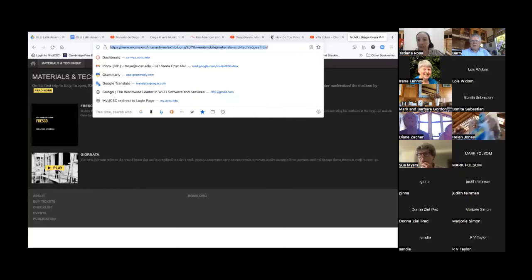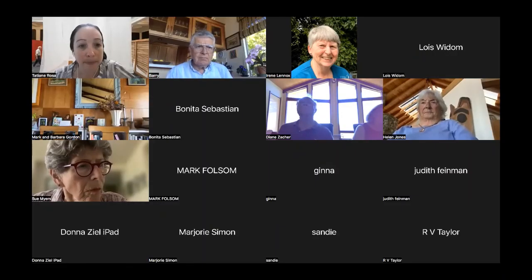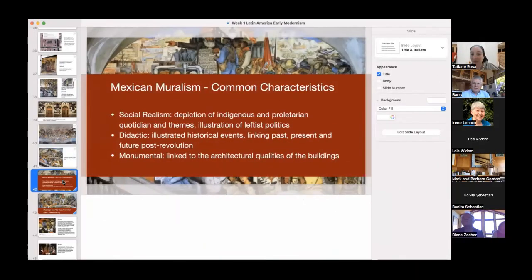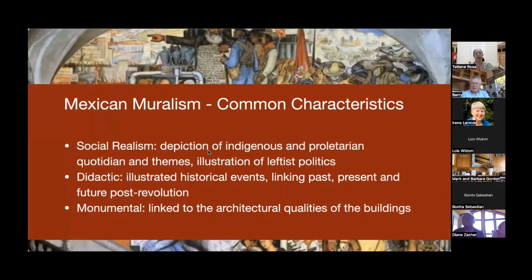So just to finish then, what we have is Mexican muralism was adopting social realism as the main style, specifically in Mexico, going back to the depiction of the indigenous, the proletarian, and the quotidian, the day-to-day life of the masses. But also mainly trying to illustrate leftist politics and the life that should become in the future after the revolution. It was also didactic, trying to convey a narrative, storytelling of sorts, illustrating historical events, and again, linking past, future, and present of post-revolution. And again, very linked to the architectural qualities of the buildings and cannot be detached from the buildings.